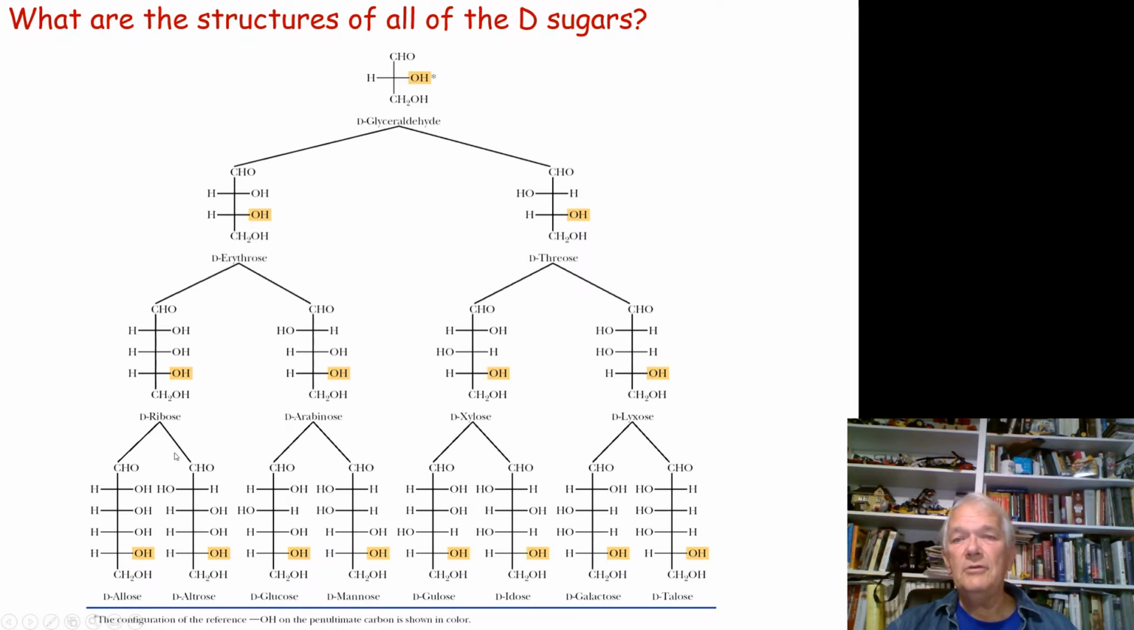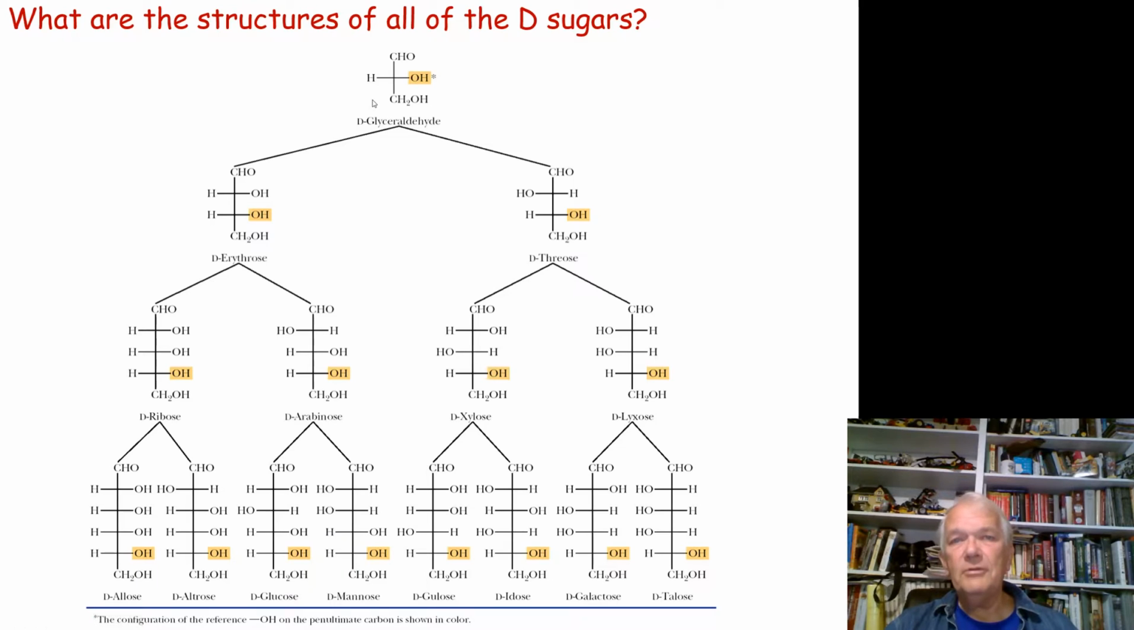Now, as you look at the shorter sugars, the 5-carbon sugars, there are 4 of them. The 4-carbon sugars, there are 2 of them, and for the 3-carbon sugar, there's just 1. So there are 4 D 5-carbon ones, 2 D 4-carbon ones, and 1 D 3-carbon sugar.